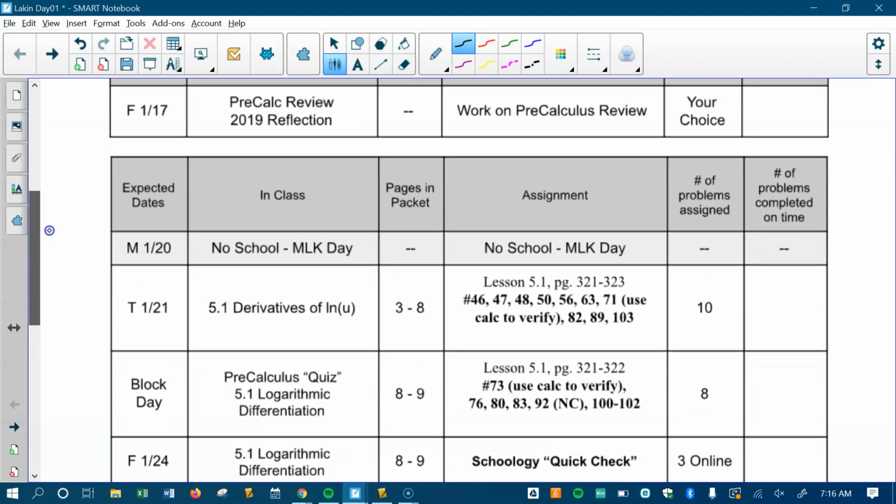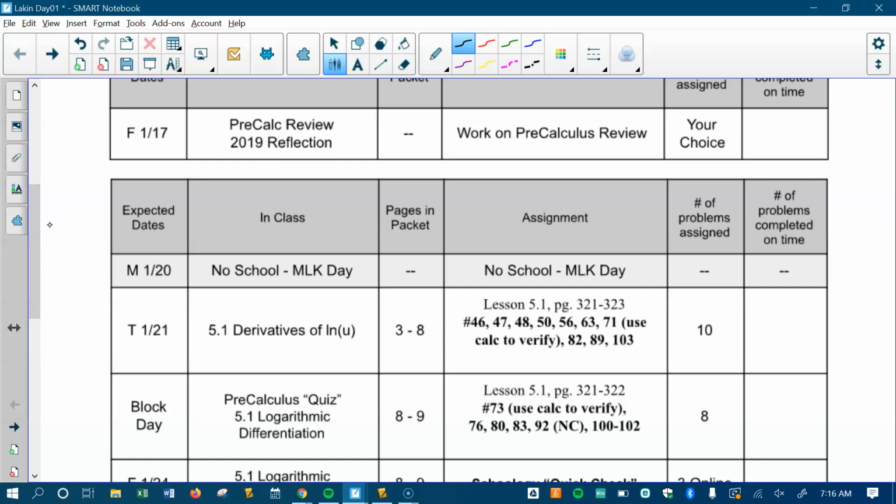I'll check with Ms. Schwartz. I'm not sure if I'm checking any work on block day from your pre-calc review, but I do want to highlight that you do have tomorrow a very important pre-calc quiz. So make sure you are ready for that. Hopefully you worked on the pre-calculus review as was strongly recommended prior to your 3-day break.